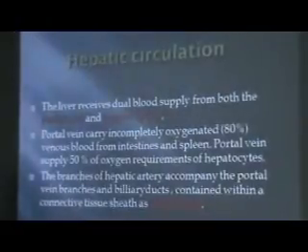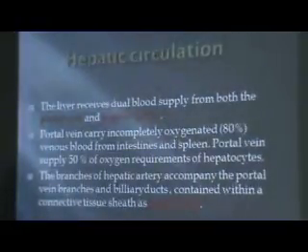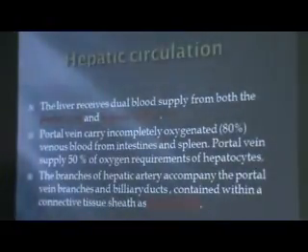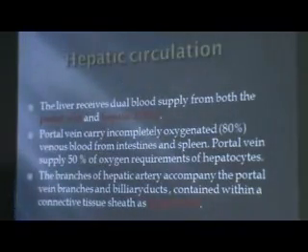Regarding the hepatic circulation, the liver receives blood supply from both the portal vein as well as the hepatic artery. The portal vein carries incompletely oxygenated venous blood from the intestines and spleen, and supplies 50% of the oxygen requirement of the liver cells. The branches of the hepatic artery accompany the portal vein branches, and both are contained within a connective tissue sheath called the portal tract.